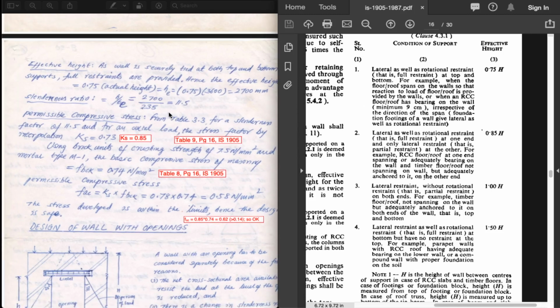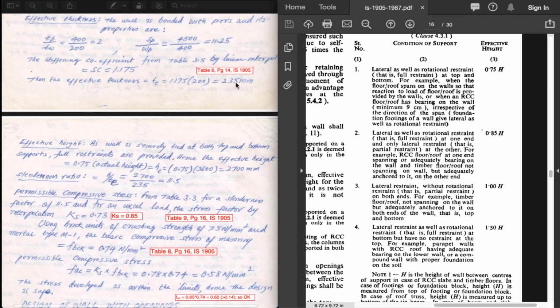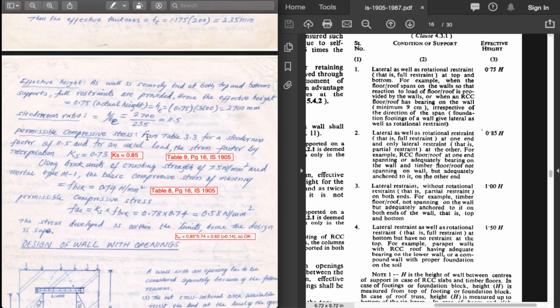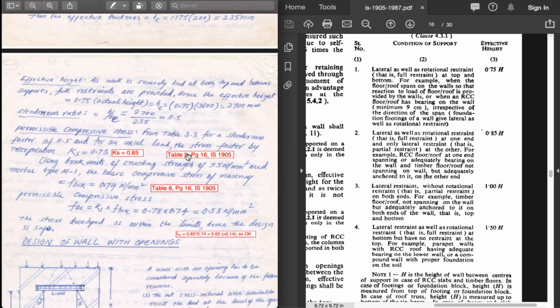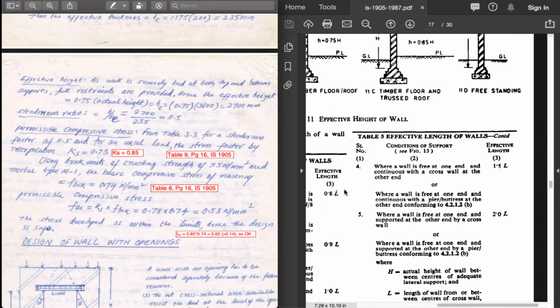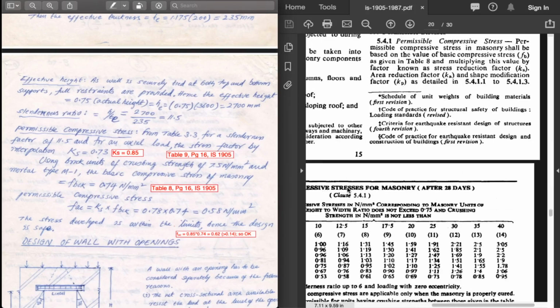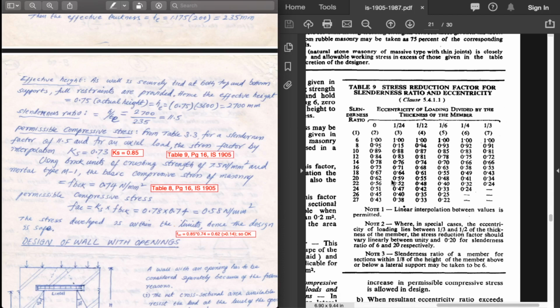Next, the slenderness ratio: effective height by effective thickness, which is 2700 mm by 235, which we got in the previous step. By doing so, we get a slenderness ratio of 11.5. Once we get the slenderness ratio, we need to calculate the permissible compressive stress. To do that, we go to table 9, which gives us the stress reduction factor for slenderness ratio and eccentricity.